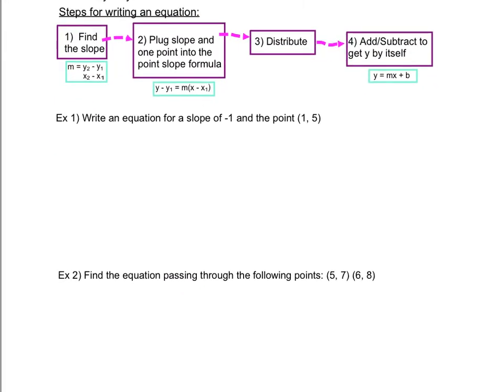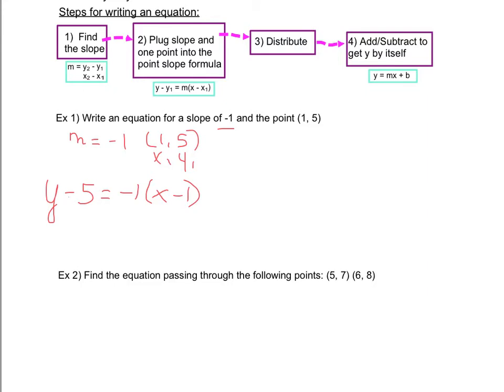So I want to write an equation with a slope of -1 passing through the point (1, 5). Step 1 tells me to find the slope. Well, that's easy. I was given it. It's -1. Then I'm going to move to step 2, where I'm going to plug the slope and one point into my point-slope formula. So I'm going to plug -1 in for m, and I'm going to plug (1, 5) in for (x1, y1), giving me y minus y1 equals m times x minus x1.